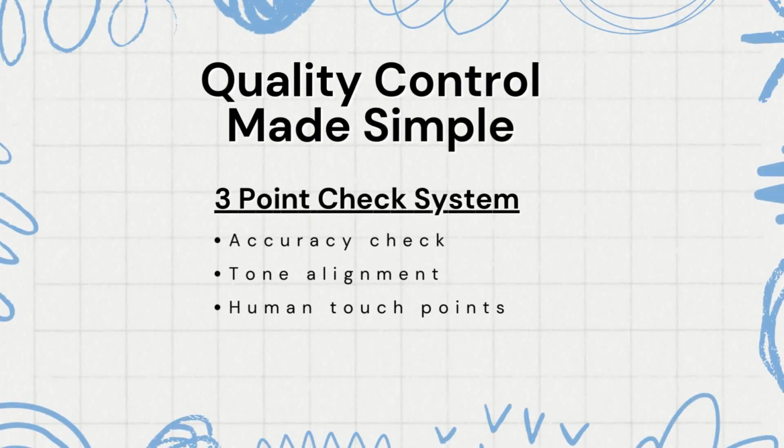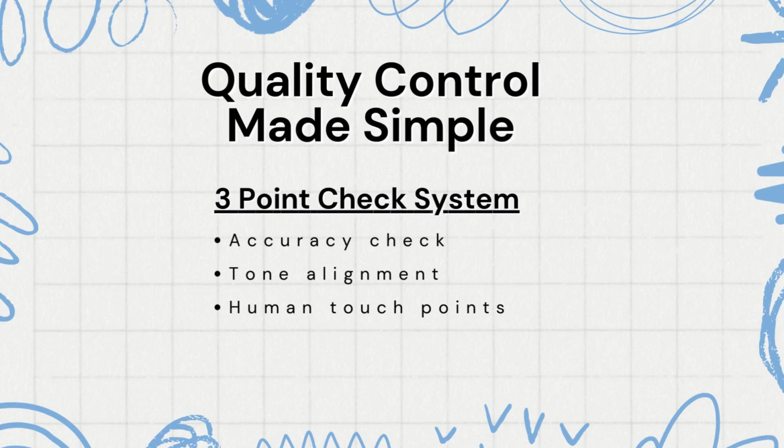So when it comes to quality control with AI, I use a 3-point check system. The first one would be accuracy check, which is checking to see how accurate the responses are that you get depending on what you're asking it, depending on the prompt.